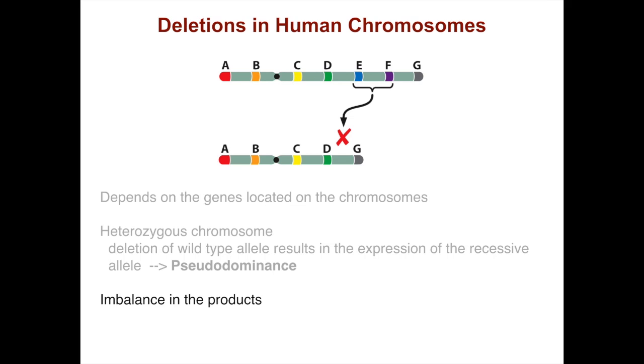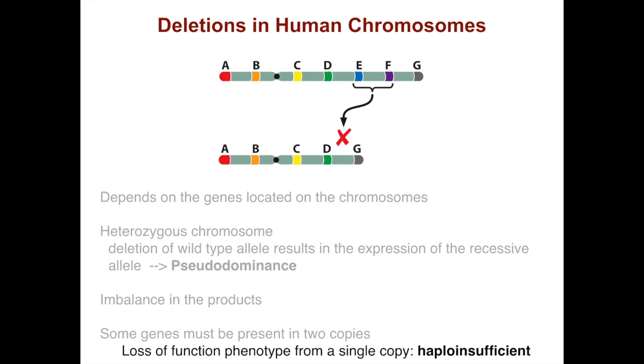There is an imbalance in the gene products then, and some genes need to be present in two copies. Loss of function phenotypes from just having a single copy of a gene is called haploinsufficiency. So you would say that that gene is haploinsufficient. You need both copies of the gene to get a normal phenotype.